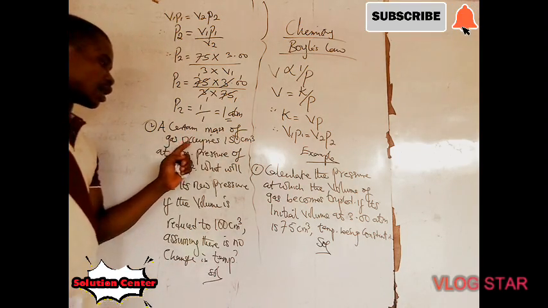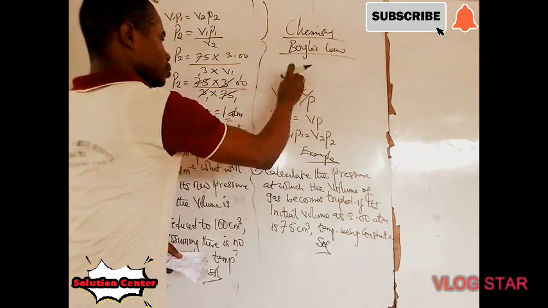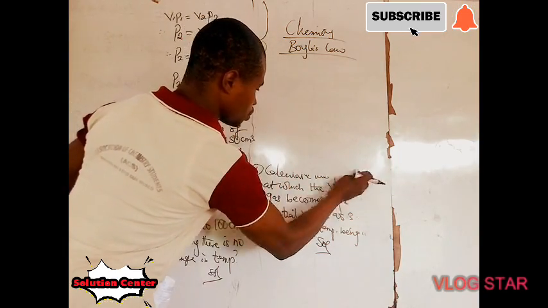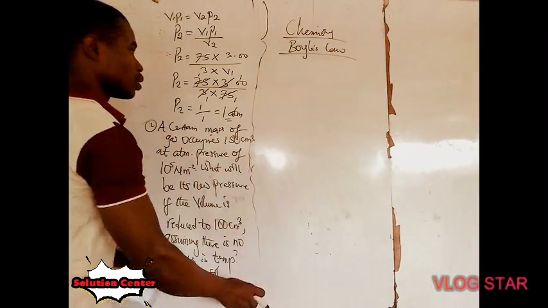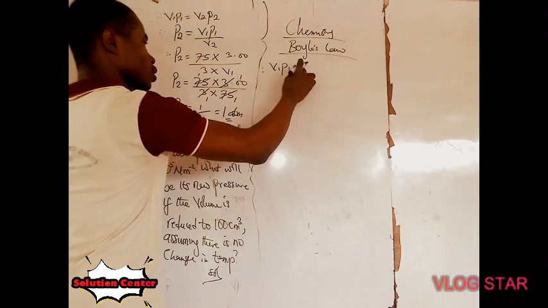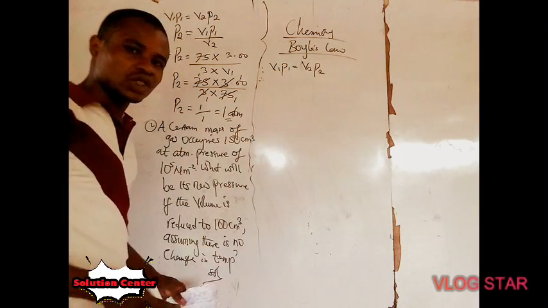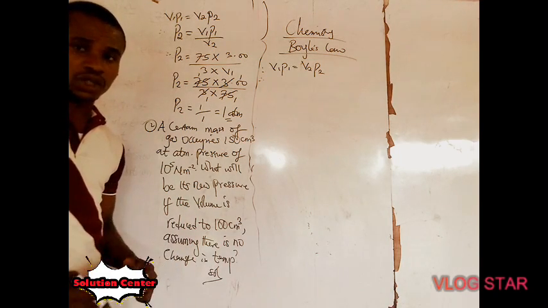A certain mass of gas occupies 150 cm cube at atm. Remember the formula, V1 P1 equal to V2 P2. Just applying that formula, you get your result. Therefore, under solution we have V1 P1 equal to V2 P2. So what are we trying to make the subject? Let's read the question and understand the particular parameter that we want to make the subject of the formula.